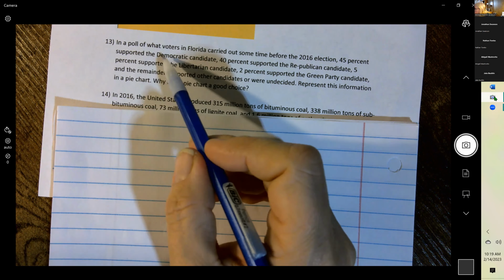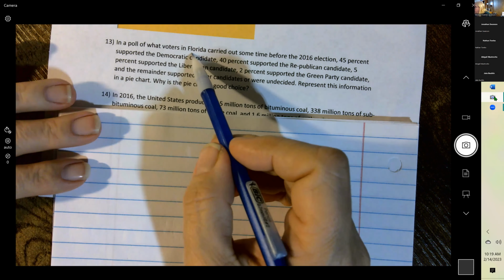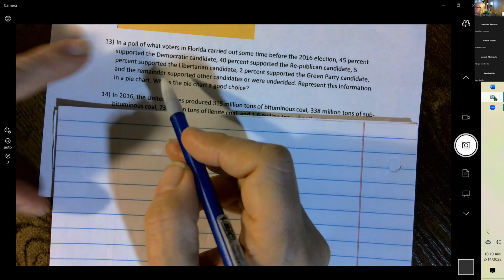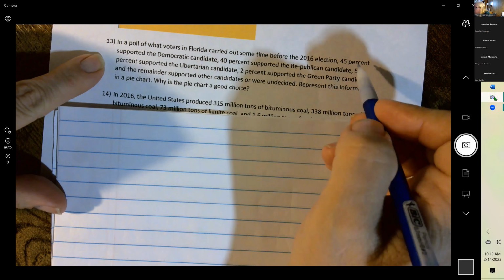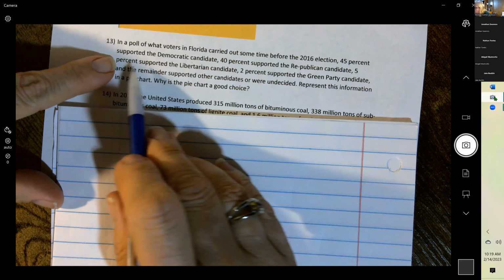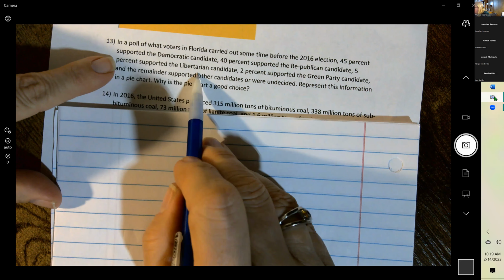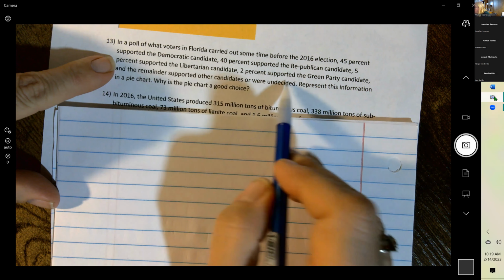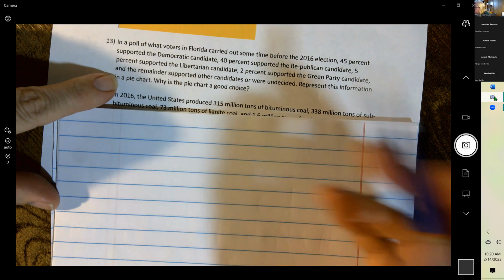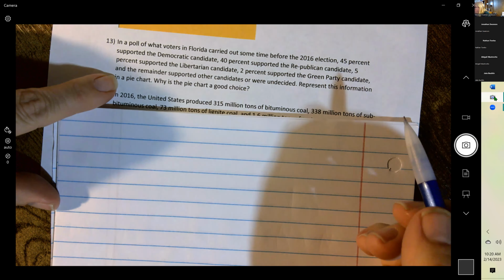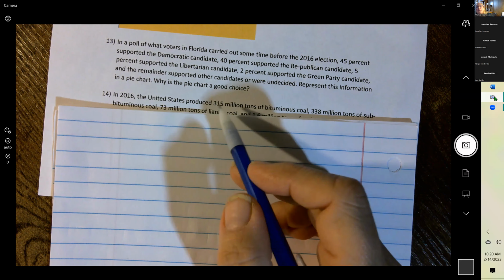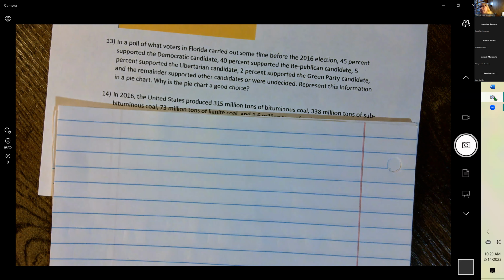In a poll of voters in Florida carried out sometime before the 2016 election, 45% supported Democrats, 40% supported Republicans, 5% supported Libertarian, and 2% supported Green Party candidates, and the remainder supported others or were undecided. Represent this information in a pie chart. Why is a pie chart a good choice?